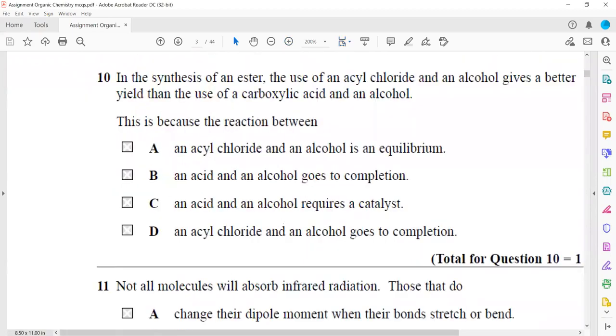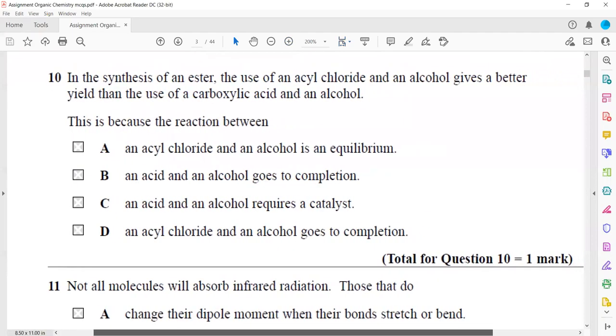In discussion, in the synthesis of an ester, the use of acyl chloride and alcohol gives a better yield than the use of carboxylic acid. What is the reason for that? Because when we are using a carboxylic acid, the reaction is reversible. But in the case of acyl chloride, the reaction is irreversible, so the reaction goes to completion.